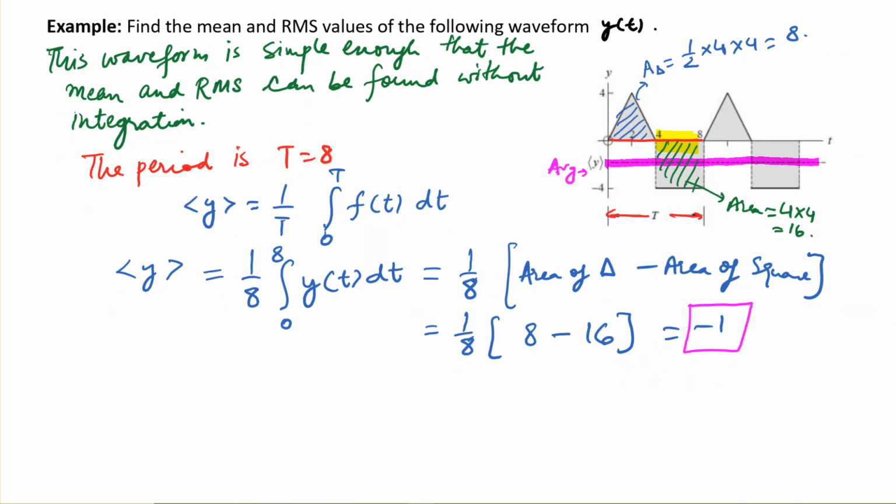So in this case, it was very easy to find the area of the geometric shapes. But what if you don't have such simple areas to calculate and you have to use the integrals in that case? I can quickly show you the second method, how you can find the mean of this waveform using the integration method.